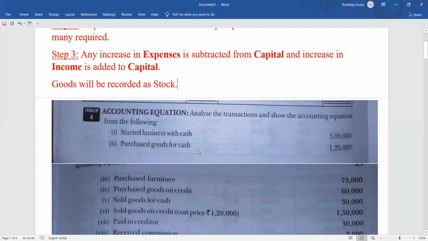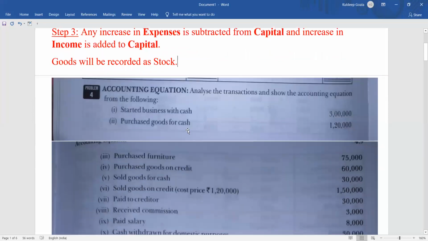So purchase goods for cash. One we got is stock and the other one is cash. Cash already we have made the column. So we got it, one is stock, one is cash. Two assets we got, right? And the other one is capital. Then purchase furniture. Again, furniture is there and cash is there. Cash we have already made, furniture, the third asset we have got.